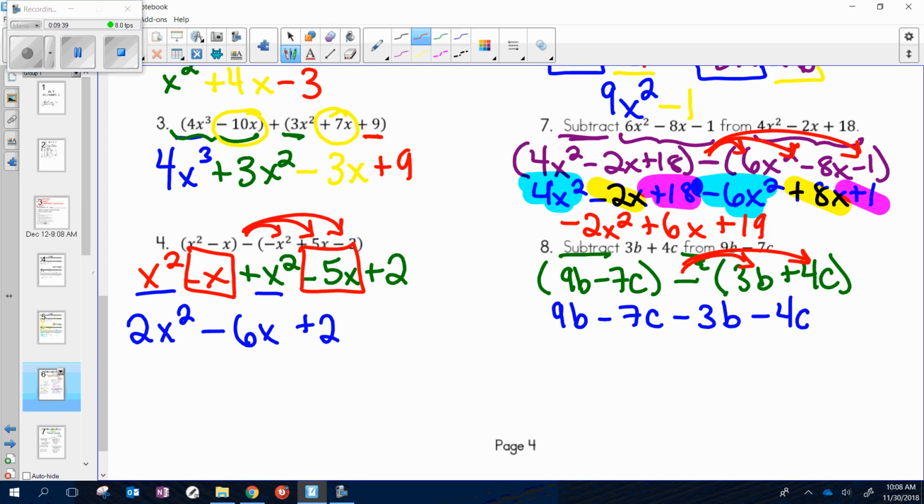When we go to combine our like terms, it'd be a 9b minus 3b. That leaves me with a 6b. And I have a minus 7c and a minus 4c. That leaves me with a minus 11c.